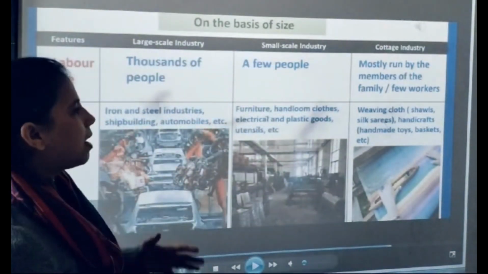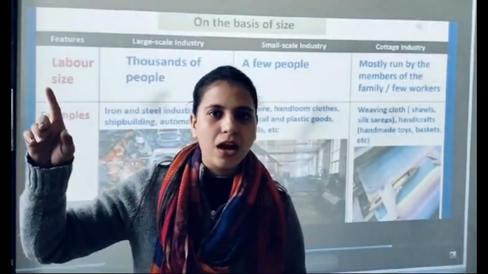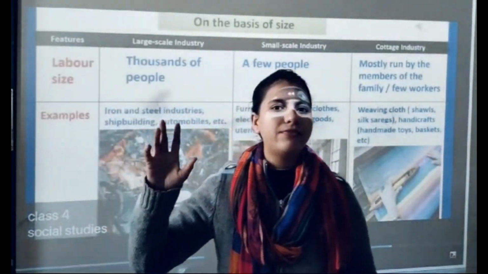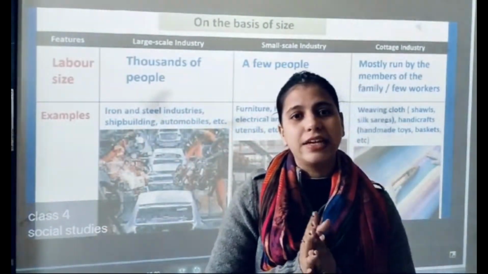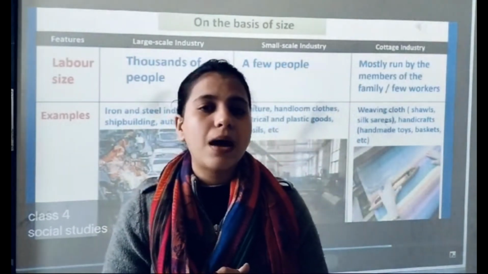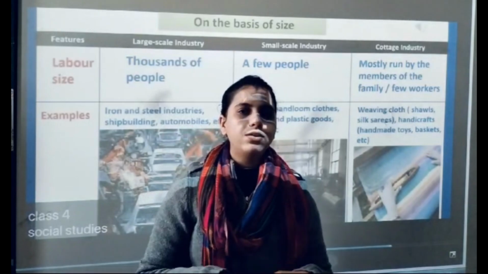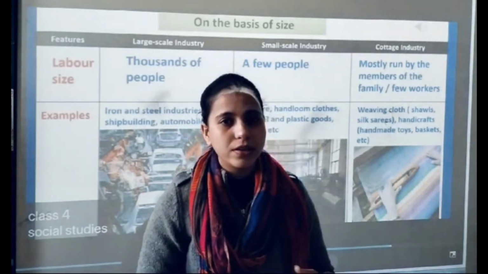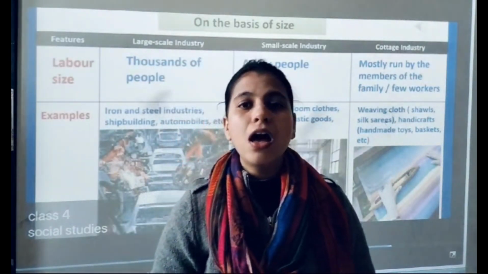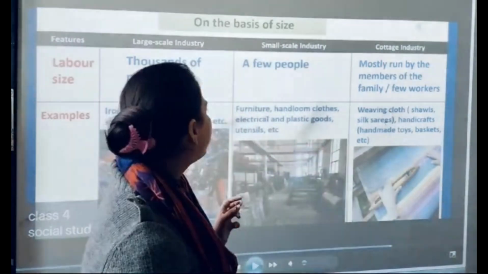And as an example, we can take the refinery. In Mathura there is a refinery, and this is a very large setup, and this is also an example of large scale industry. And in the refinery, everybody knows there are thousands of workers who work there. So this is the example of large scale industry.